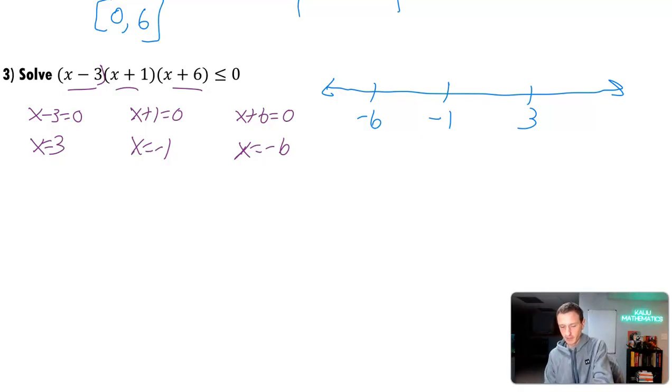So let's write down our test points. I'm going to use negative 7. I'm going to use negative 2 in this one, negative 6 to negative 1. Negative 1 to 3, 0. That's going to be good. And 3 out to infinity, use 4.